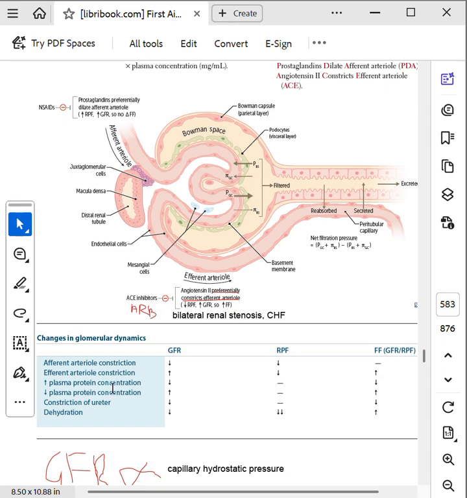Then I have the plasma protein concentration. The plasma proteins are normally found in the glomerular capillaries, and they are represented by the oncotic pressure of the glomerular capillary, right? So if there's increased plasma protein concentration for some reason, in dehydration or multiple myeloma, this glomerular capillary oncotic pressure rises because there is increased protein concentration, and the fluid is pulled back into the capillary.